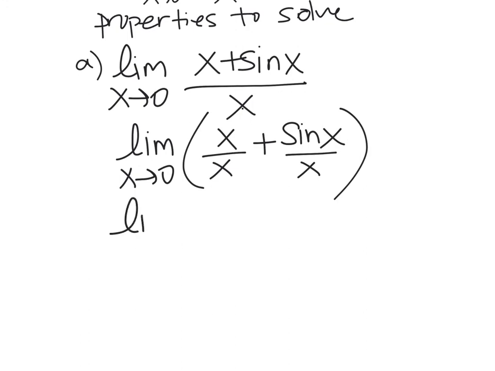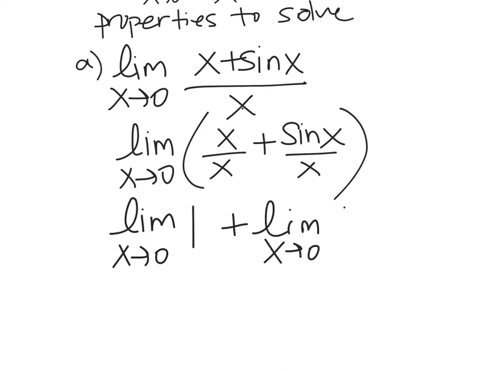And now we're going to take the limit and kind of distribute it, because this is like f of x and that's like g of x, and we can split them up and take their limits individually. So I can simplify this. What is x divided by x? It's 1. Plus the limit as x goes to 0 of sine x over x. And I'm ready to evaluate.